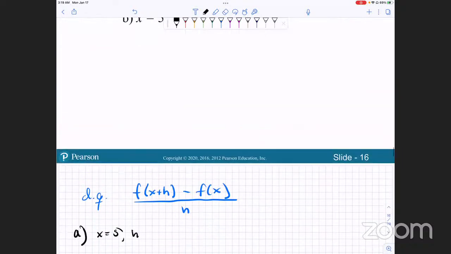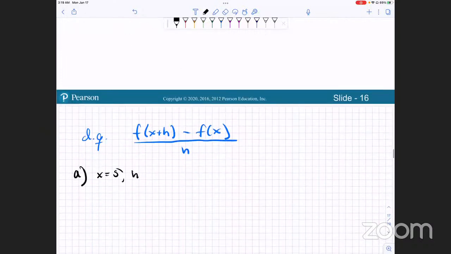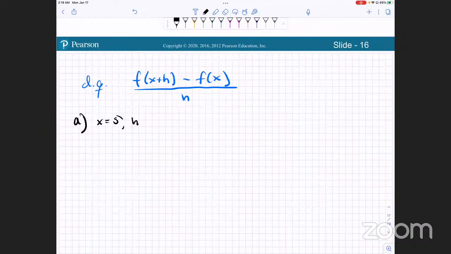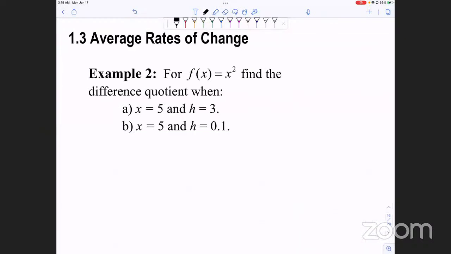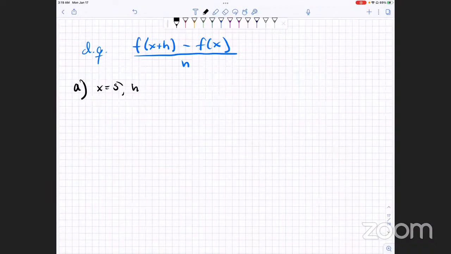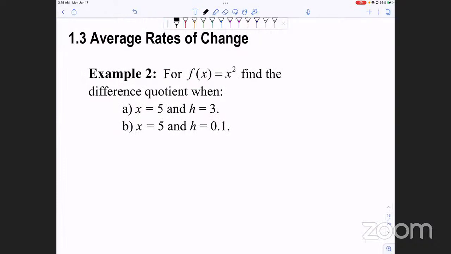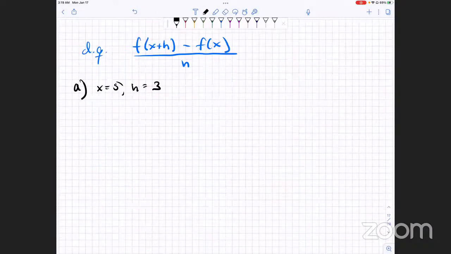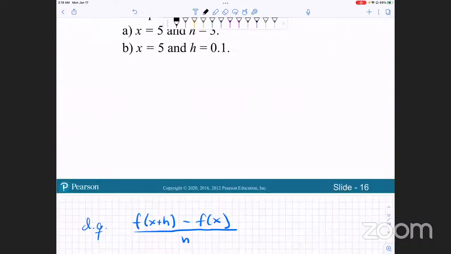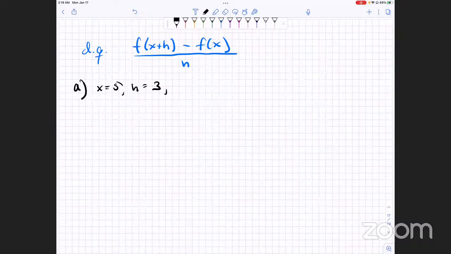And we said h was what? 3 for the first one. Let me check one more time. 3, okay. All right, so find the difference quotient. Let's find each part. What's our f of x? f of x equals x squared.